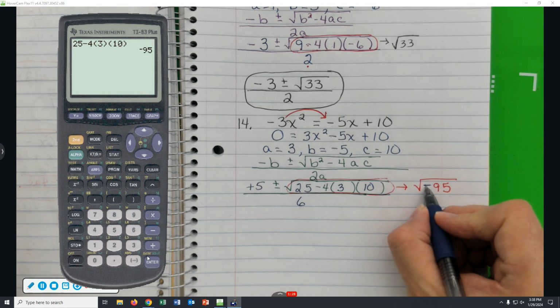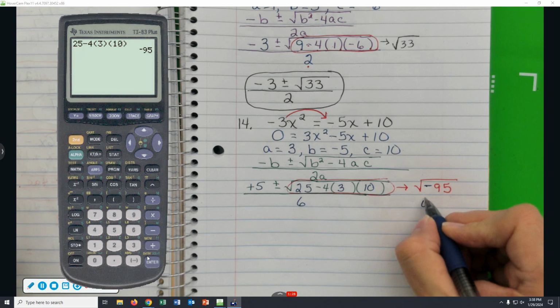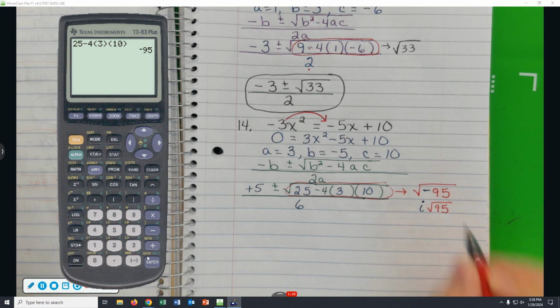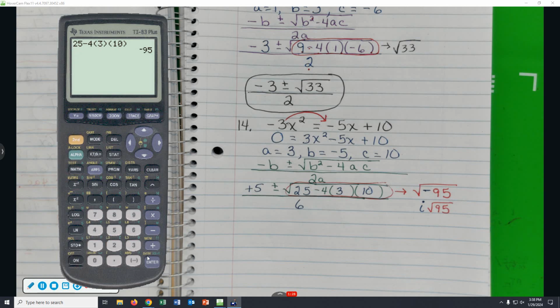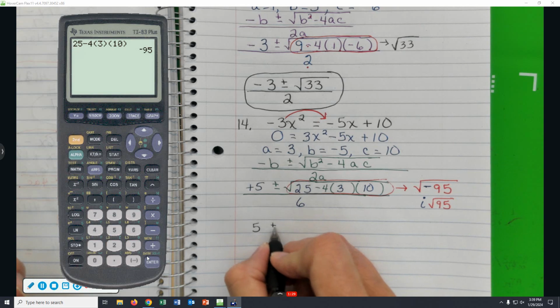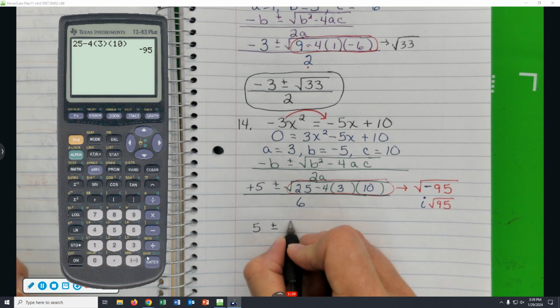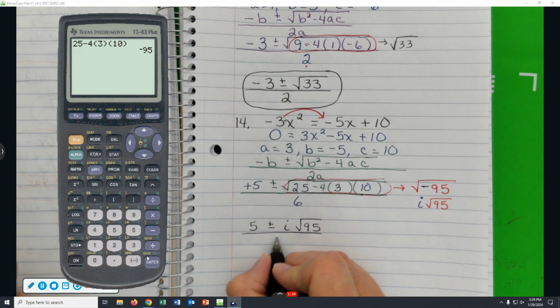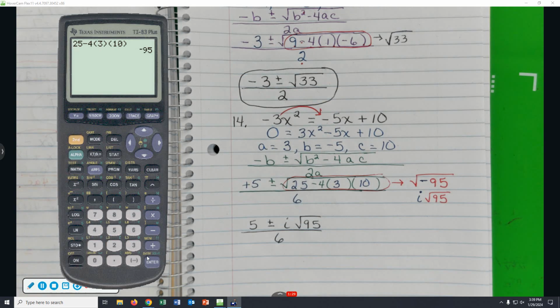In place of this blue negative here, I'll put a blue i. And the square root of 95 just stays square root of 95. Now let me write it all in one color. Make it look a little cleaner. We have 5 plus minus i square root of 95 all over 6. If there were no i in your answer, you'd be done here.